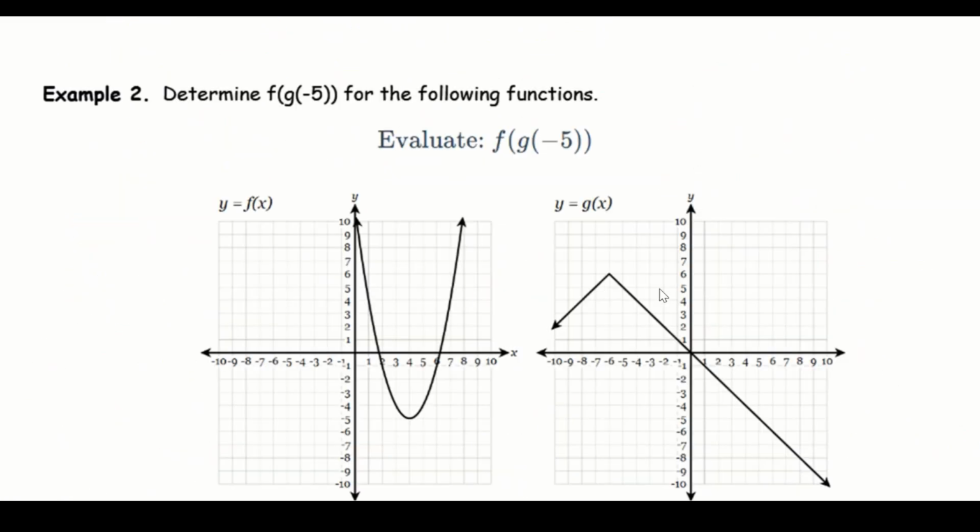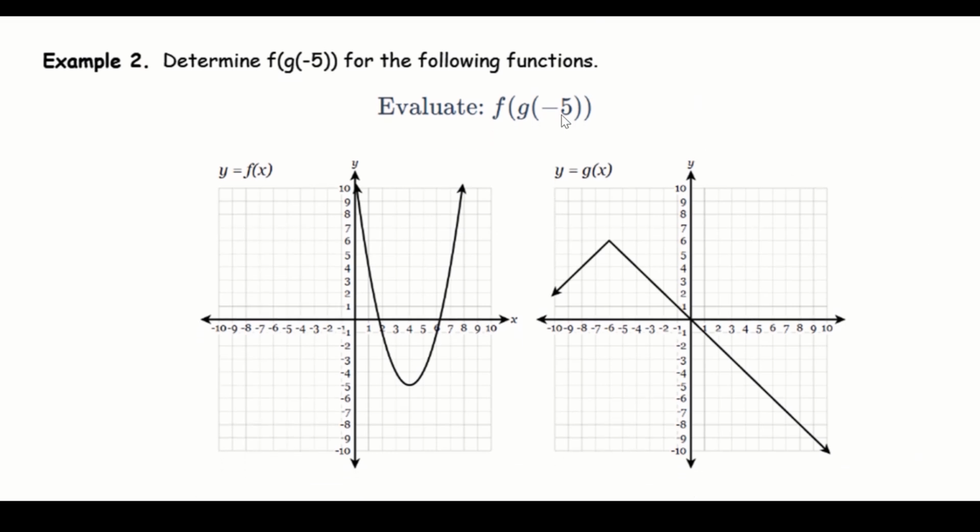So this one has 2 graphs given. Then we want to evaluate f at g at -5. So you treat this one as a package. We are going to go from the very inside package first. So g at -5. This is g at x. Input -5 means x equals -5. For g at -5, you are looking for the y. So we look for -5, then the y value is 5. And this one is your g at -5.